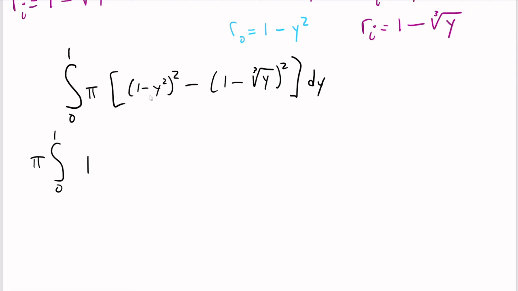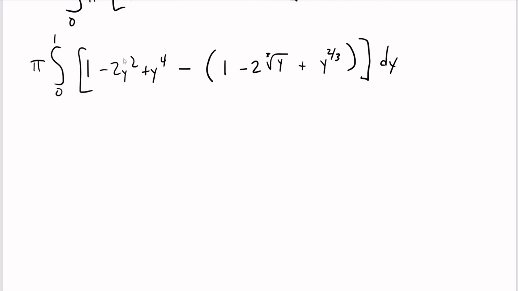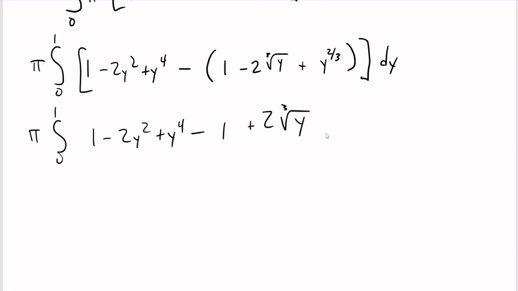That's 1, and then I pick up 2 of these, and then I get a y to the 4th, minus, and I'm going to put this in parentheses so I don't mess up my negatives. So again, I get a 1, I pick up 2 of these, cube root of y, this times itself. Okay, that's going to be plus y to the 2/3 dy. Okay, and then I just got to kind of put all this together, right? So this becomes negative, positive, negative. So pi integral 0 to 1 of 1 minus 2y squared plus y to the 4th, minus 1 plus 2 cube root of y, minus y to the 2/3. That's all dy. And then I can do each of these separately.